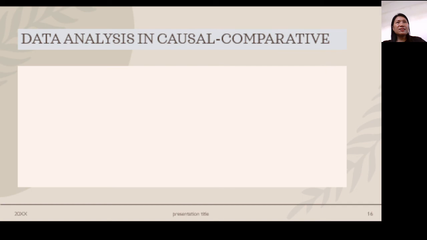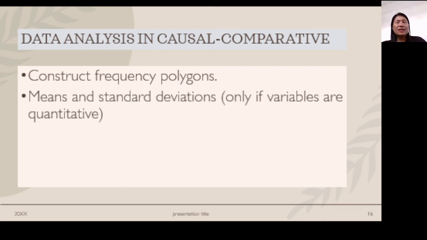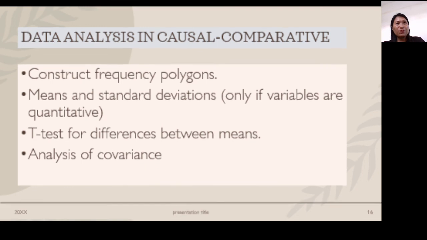For data analysis in causal comparative research, the first step in analyzing the data is to construct a frequency polygon. Then means and standard deviations are usually calculated if the variables are quantitative. The most commonly used test is a t-test for the differences between means. And analysis of covariance is particularly useful in causal comparative research.